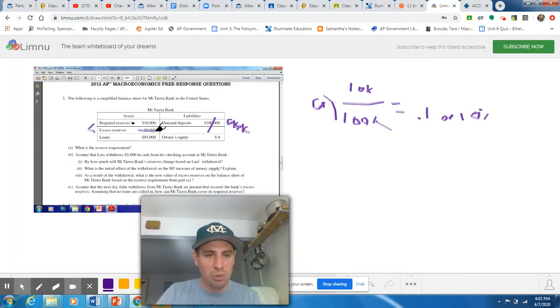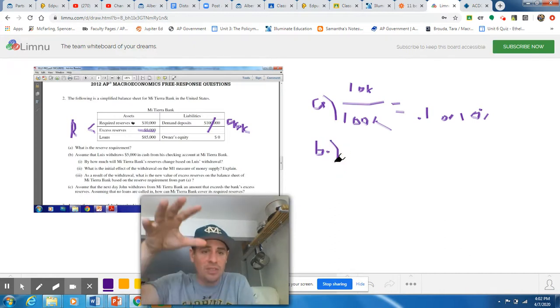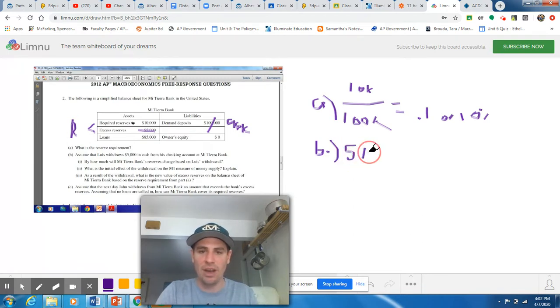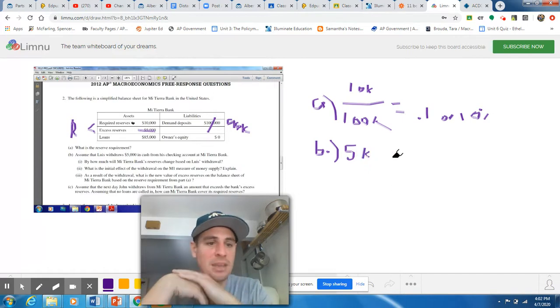Well, by how much will Mi Tierra's reserves change based on the withdrawal? Well, again, if they ask reserves, you got to factor in both required and excess. So how much will change? It's the 5K, right? 5,000 is no longer in excess. Previously the reserves were 15,000, right? Required was 10, excess was 5,000, 15,000. Now, since the excess reserves are gone, it's only the 10K. How much is going to change? 5,000. That's the answer to 5 BI.